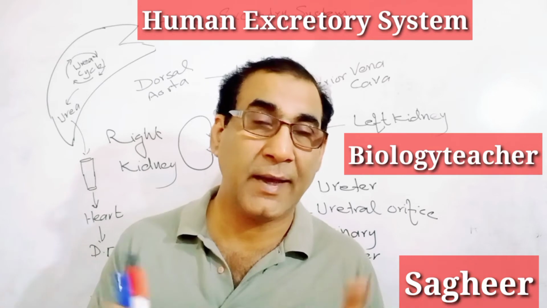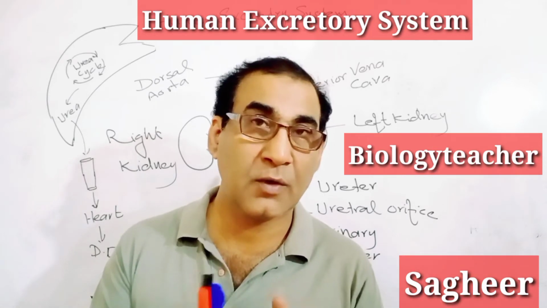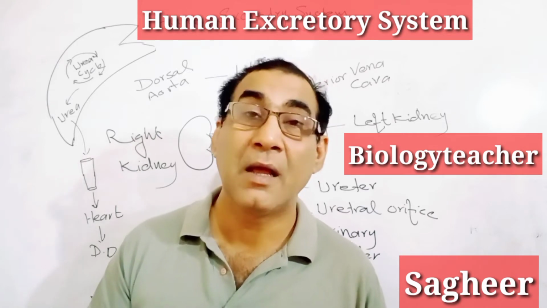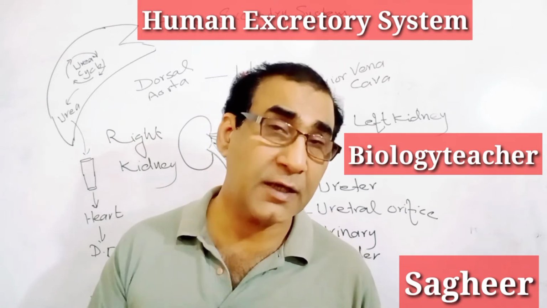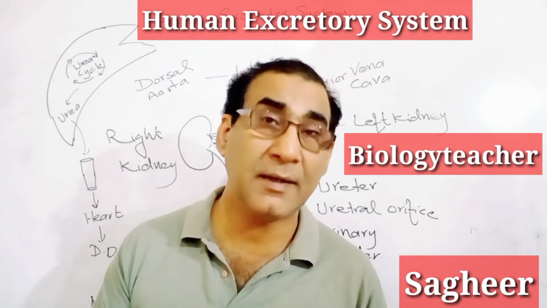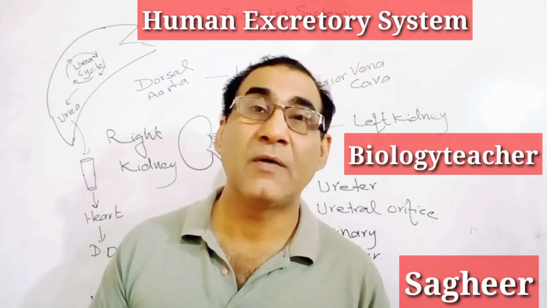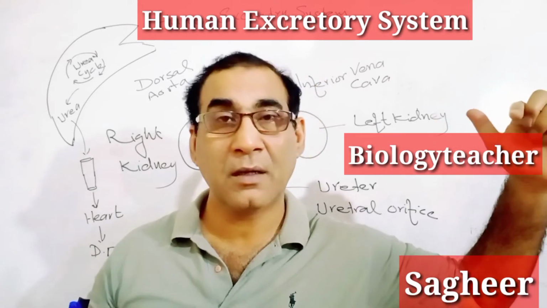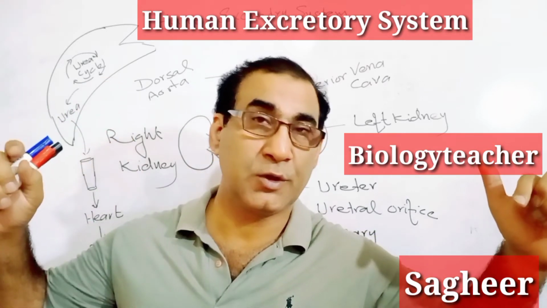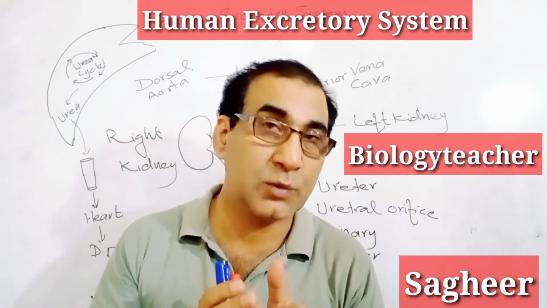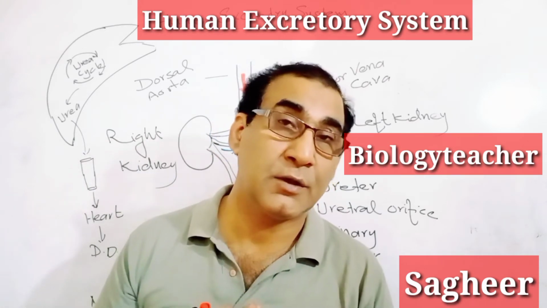There is a group of animals which excrete a moderately toxic nitrogenous waste, that is urea. They require 50 milliliters of water to excrete 1 gram of urea. So on one extreme you find ammonia, on the other extreme you find uric acid, and in between is urea. We, as mammals, excrete urea.